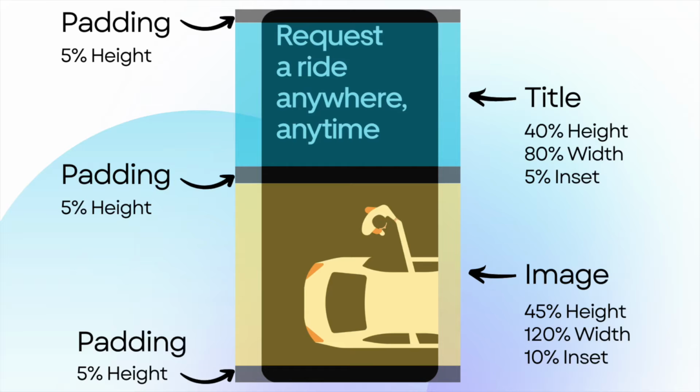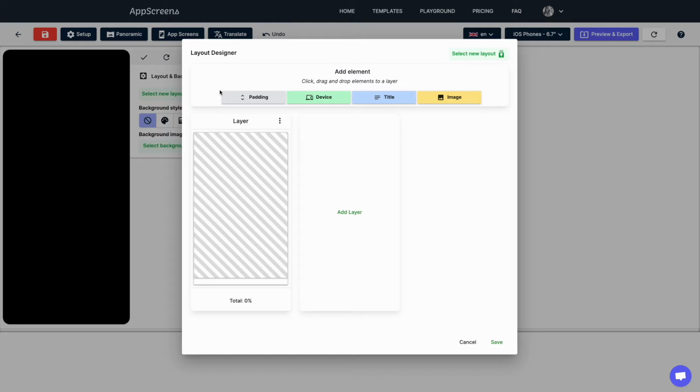There's some more padding between the title and image, maybe around 5%. The image is dependent on the shape and size of the image we add, so the element will probably take up around 45%, but has a larger left inset, so we'll start with trying with 10% and a width of 120%, as it does come off of the right side of the screenshot. There's likely some padding at the bottom, so let's say there's another 5% there. We'll just need one layer for this layout.